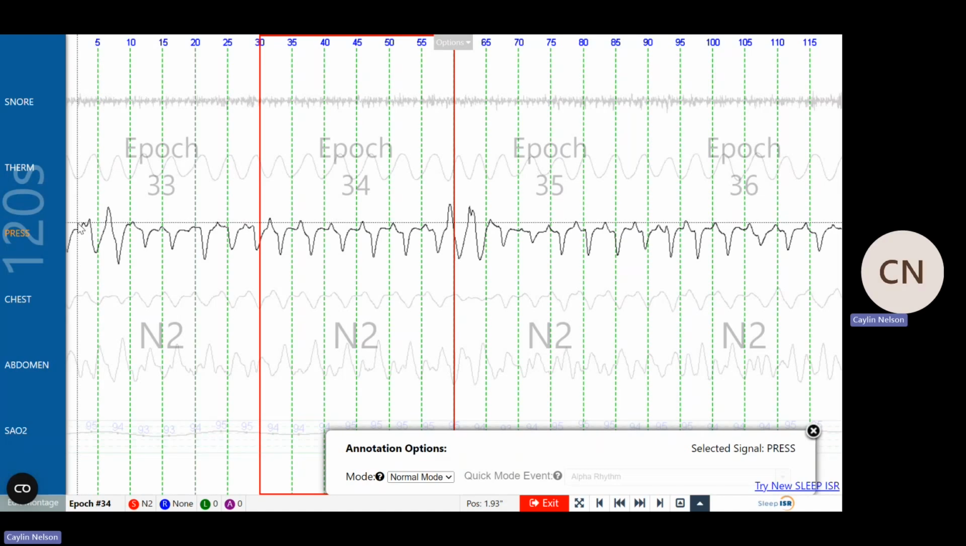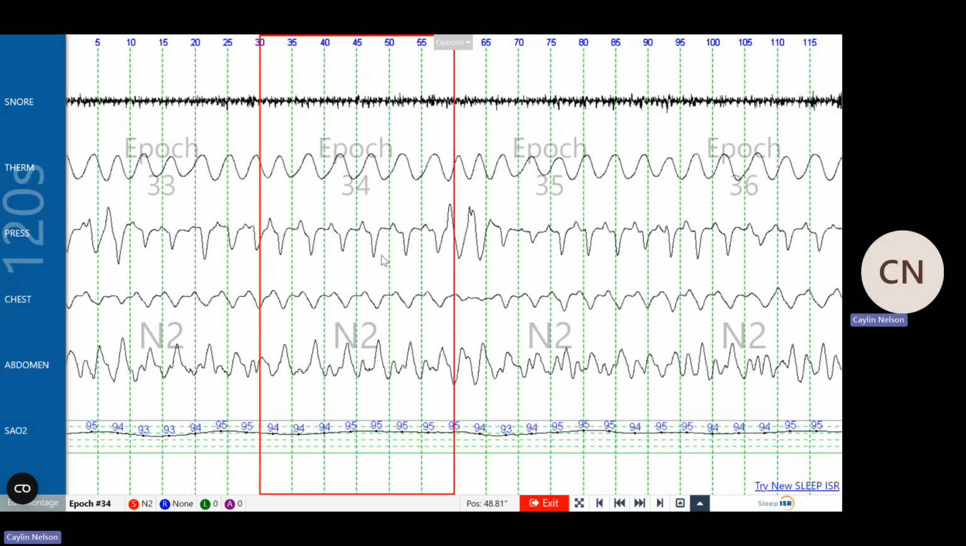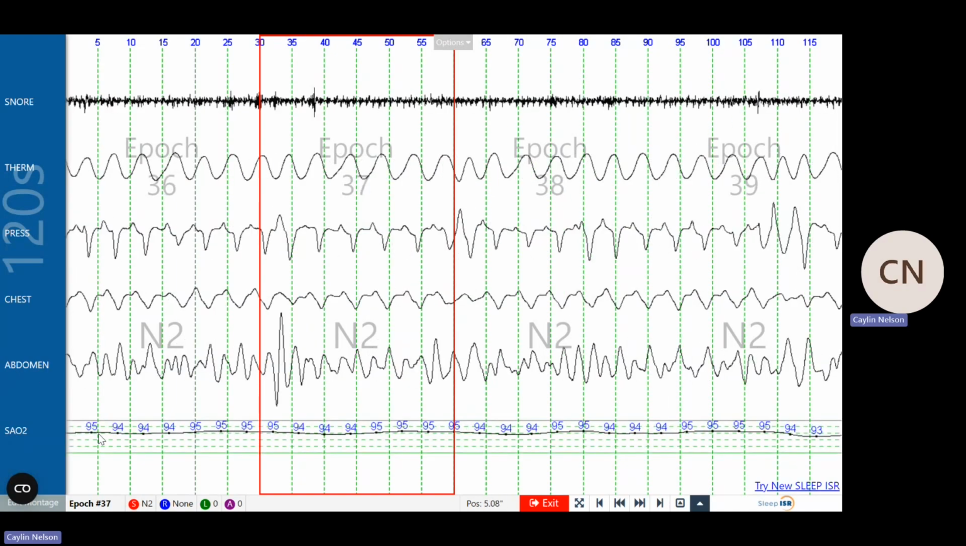So looking here at the flow, the pressure flow channel, we do see some changes. You see some stronger breaths, some slight decreased airflow breaths. And that's from looking at the top of the channel, as well as looking at the bottom of the channel. But since we did already determine there's not any significant changes in our oxygen levels, we're going to continue on.